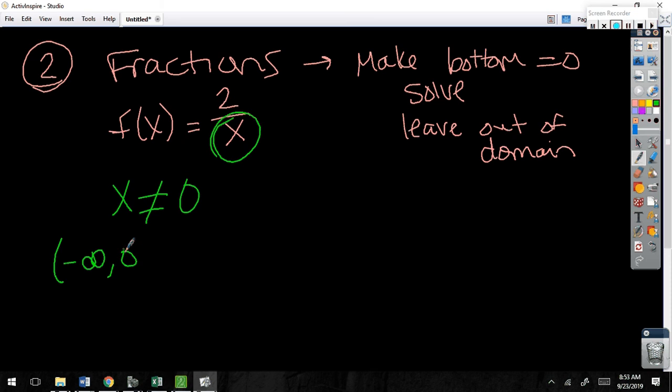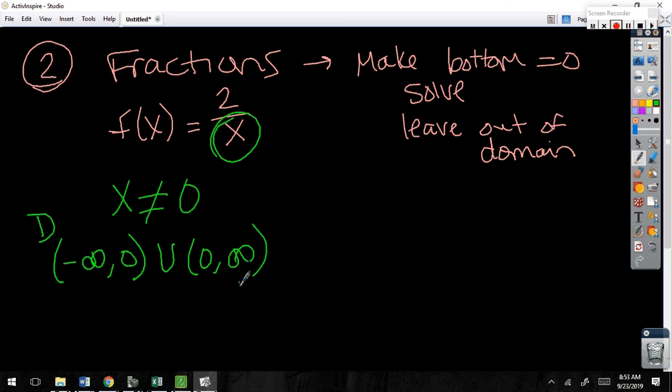Parenthesis says get really close to it, but don't touch it, right? And then pick back up on the other side of 0 and keep going forever. To leave just one number out of your domain, you do back to back parentheses with the same number with a U, okay? That says get really close to it from either side, but don't actually touch it, okay?